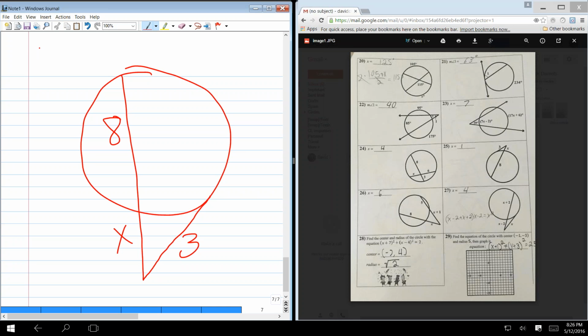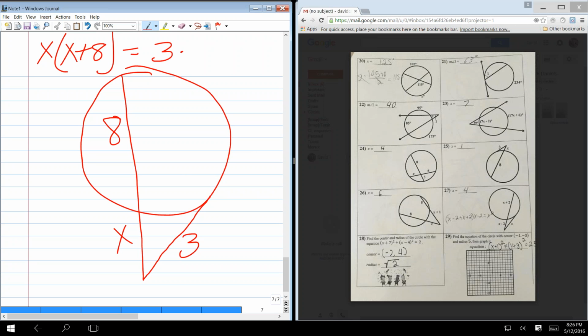So what is the equation going to be? So the equation is going to be 8 times x, or x times. That's the most common mistake everybody makes. It's not the outside times the inside. It's the outside times the total. Okay. So it's x times what? So it's x times x plus 8? Yeah, that's the total length of that secant line. And that equals 3, the part outside the circle.